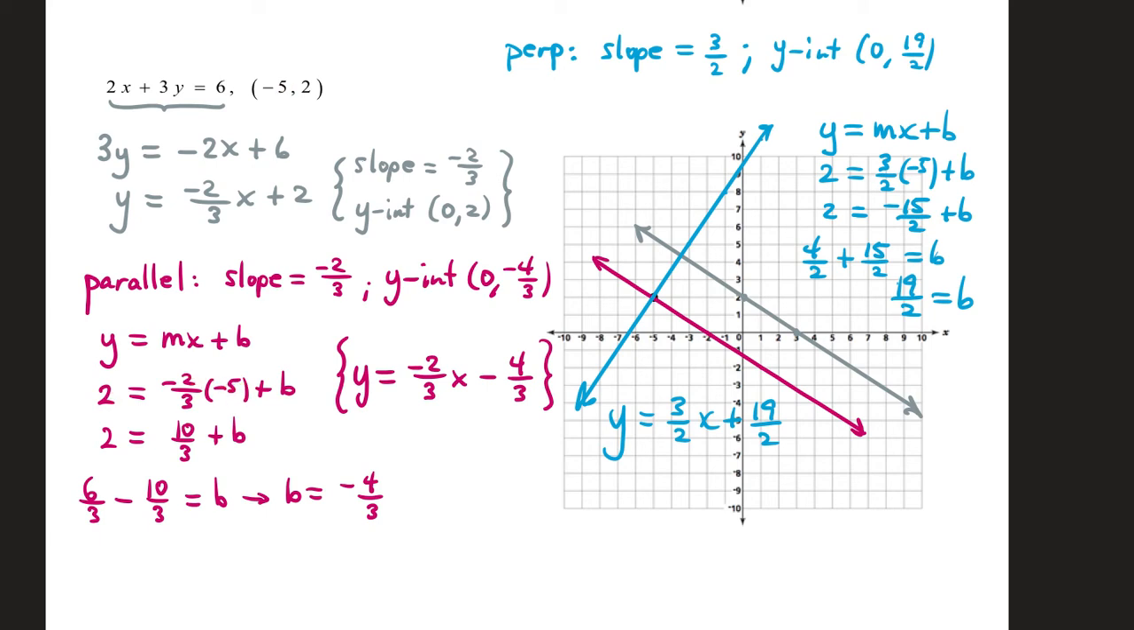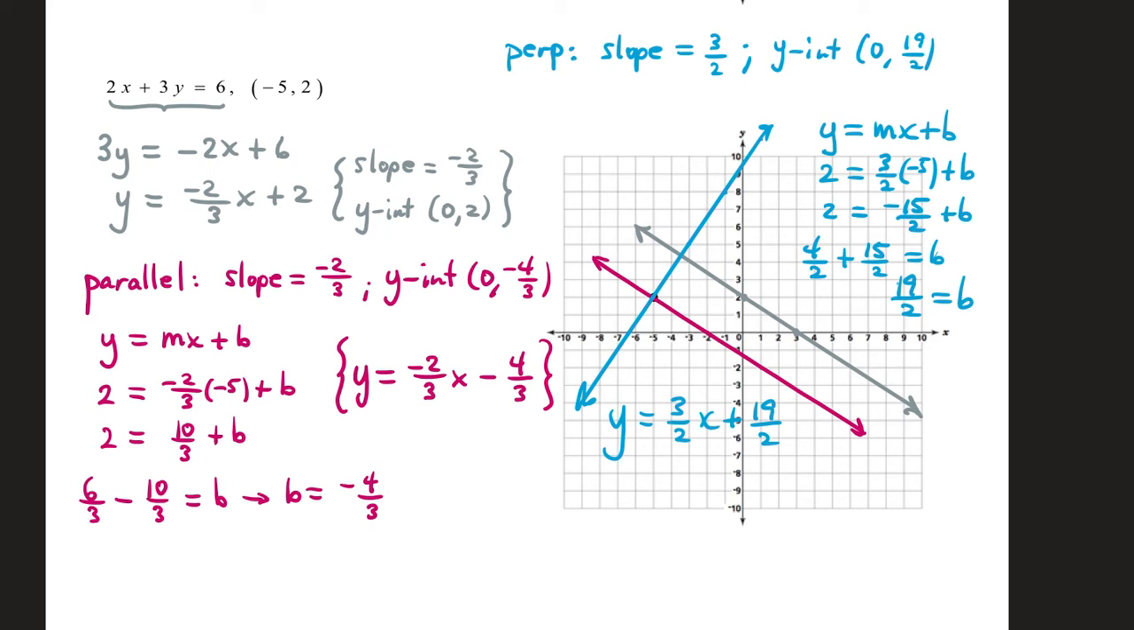Multiplying, that's +10/3. Solving for b, 2 minus 10/3. 6/3 is equal to 2. I just wrote it with a fraction so that I'd have matching denominators. 6 minus 10, that's -4/3. That's our y-intercept. -4/3 is just a little bit below -1. It's -1 1/3. We can still write the equation of our line. This red line has the equation y equals -2/3 x minus 4/3.